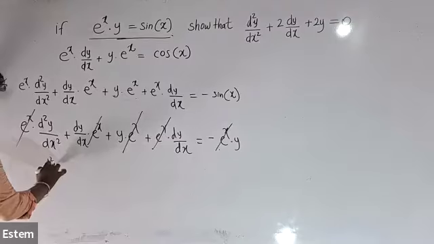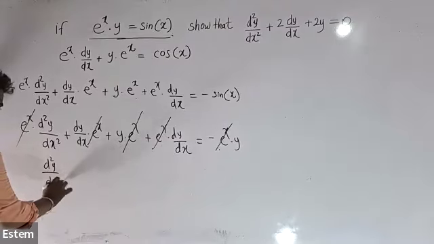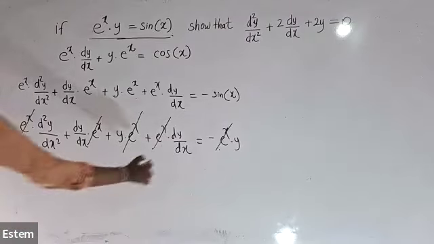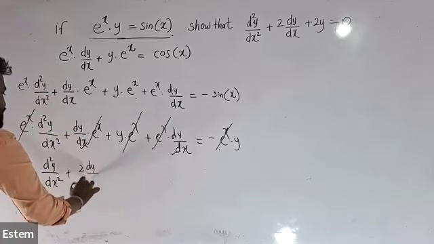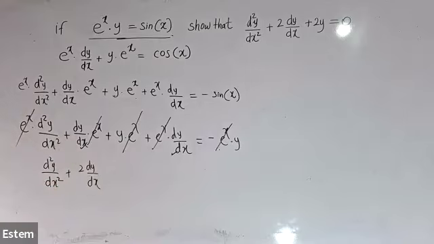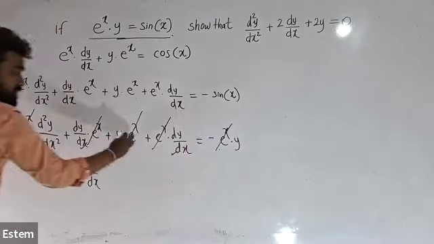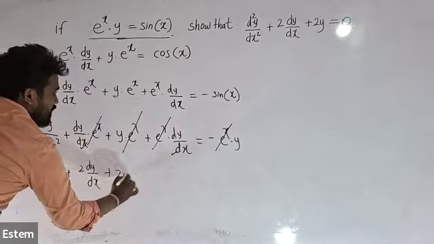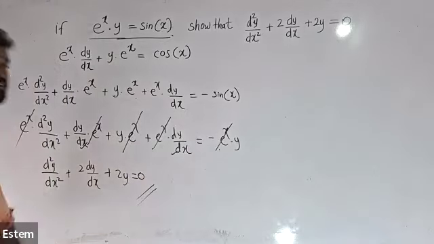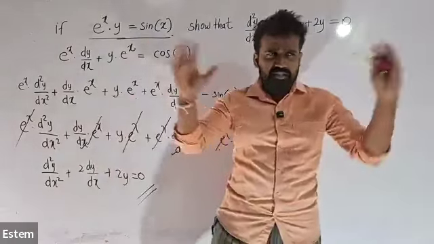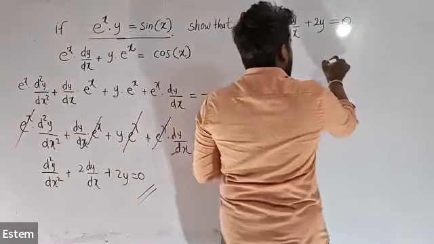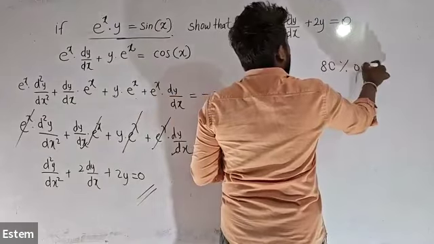this is d²y/dx². See dy/dx and dy/dx, so it is 2 dy/dx. I think the answer is there, no? And we can get this minus y into this place and it is 2y. The final answer is okay. Then I think 80% of the differentiation is over now.